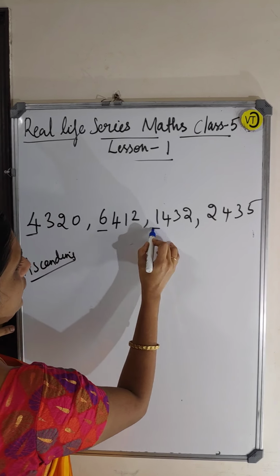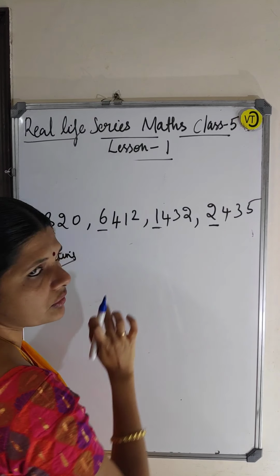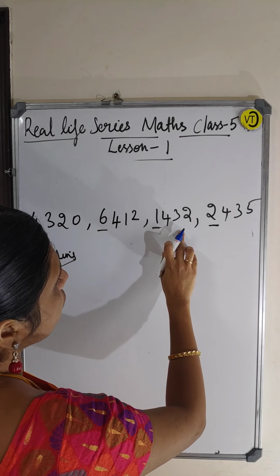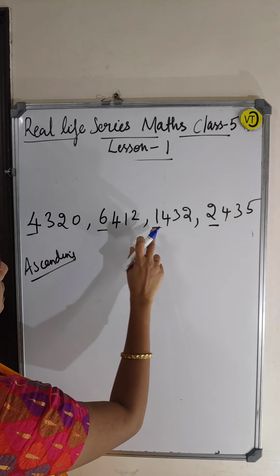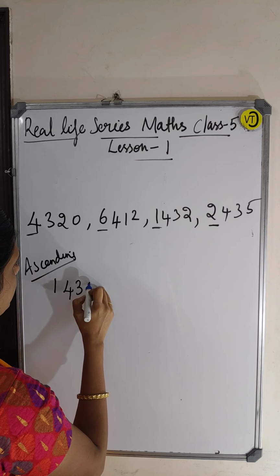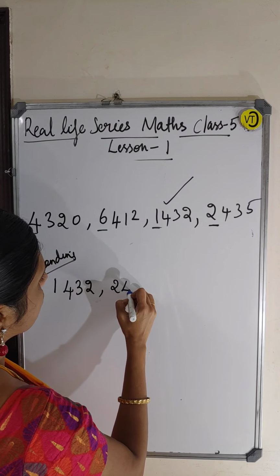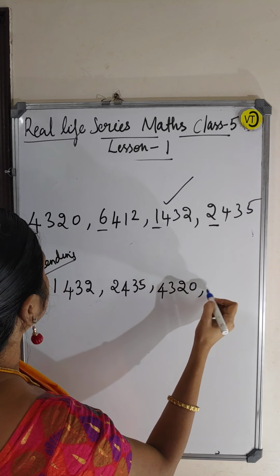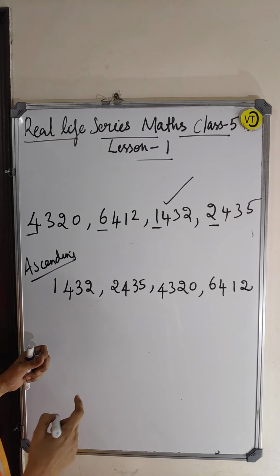Ascending order means first you check the first number. Okay, the first digits are 4, 6, 1 and 2. Before that, how many digits are there? Here 4 digits, here 4 digits, here 4, here 4. Okay, fine. Then the lowest number is 1432. After this one is completed, you come here: 2435. The next number is 4320. The next number is 6412. Okay, this is the ascending order.